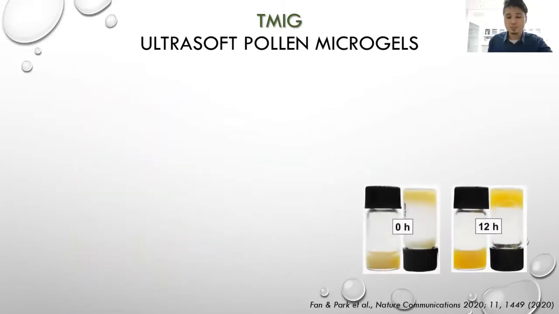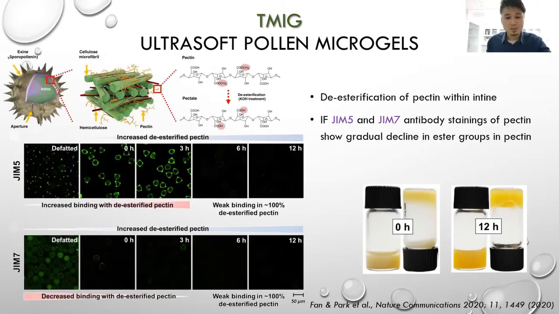The softening of the pollen results in a viscous microgel slurry after a 12-hour incubation. The softening of the pollen is largely contributed by the de-esterification of the ester groups within the pectin network of the intine. And this was shown via immunostaining of the pectin with JIM5 and JIM7 antibodies. The resultant de-esterification leads to a more hydrophilic intine due to the increased carboxyl and hydroxyl groups present. This thus allows the intine to absorb a larger amount of water, allowing it to swell and overcome the stiffness of the exine.